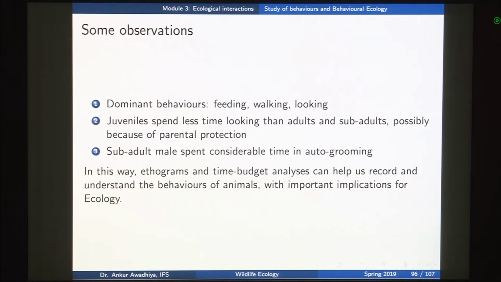And then sub-adult males spend considerable time in auto grooming. Sub-adult males are now getting into the stage of adulthood, in which case they will also be able to mate. So, at this particular stage they spend a considerable amount of time in auto grooming. Then we can make a correlation between different ages and different kinds of behaviors. In this way ethograms and time budget analysis can help us record and understand the behaviors of animals, with important implications for ecology.